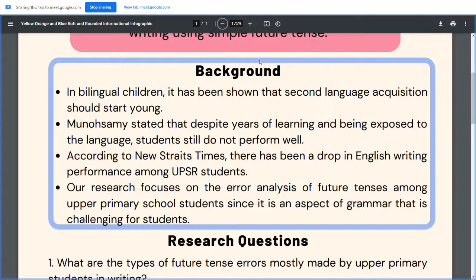Now, this is where our research focuses on error analysis on future tense in order to close the gap of grammar. We are focusing on future tense among upper primary school students since it is an aspect of grammar that is most challenging for students. There is a limitation to our study, where our study cannot fully cover the whole of Malaysia. So we are focusing on only one state, which is Pahang, where we are only going to focus on children from those schools. Alright, so that is a limitation in our study.